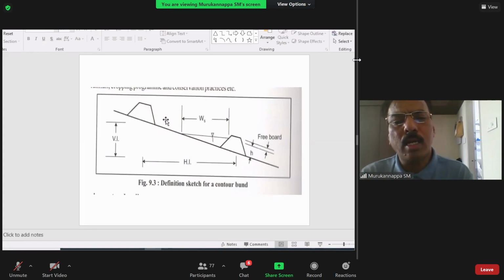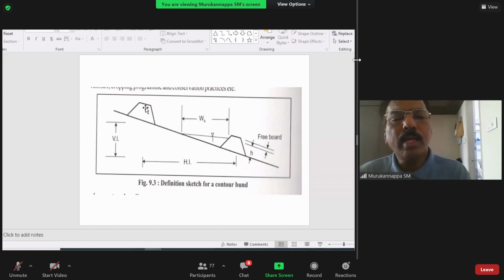Whatever water falls in that particular area in between the two bunds, the water is stagnated near the bund. So that means that is the saturation point. It is fully saturated by whatever water is stored or stagnating in that place.